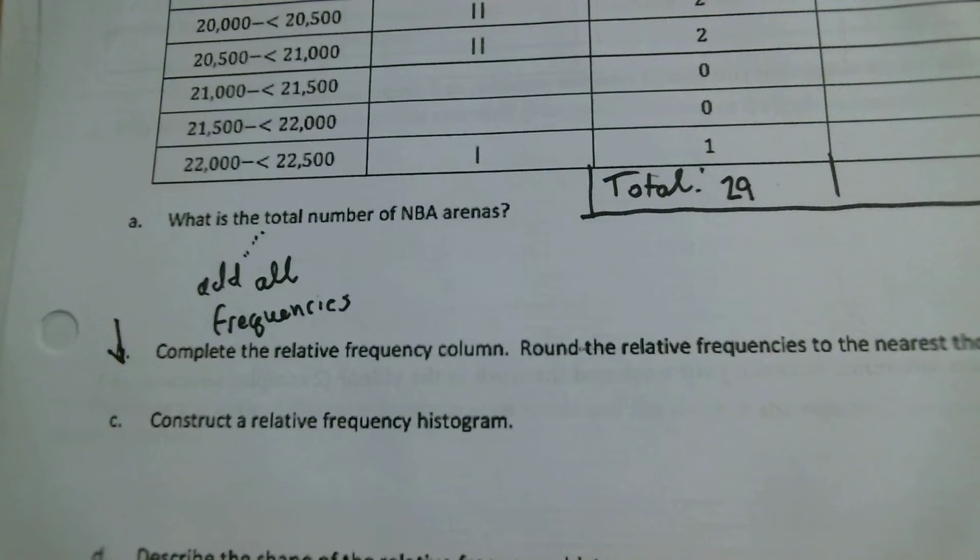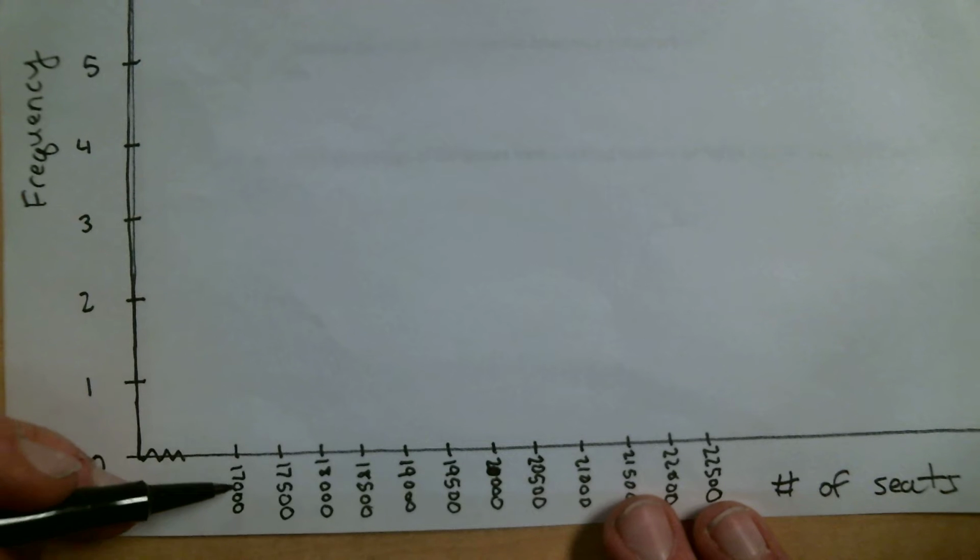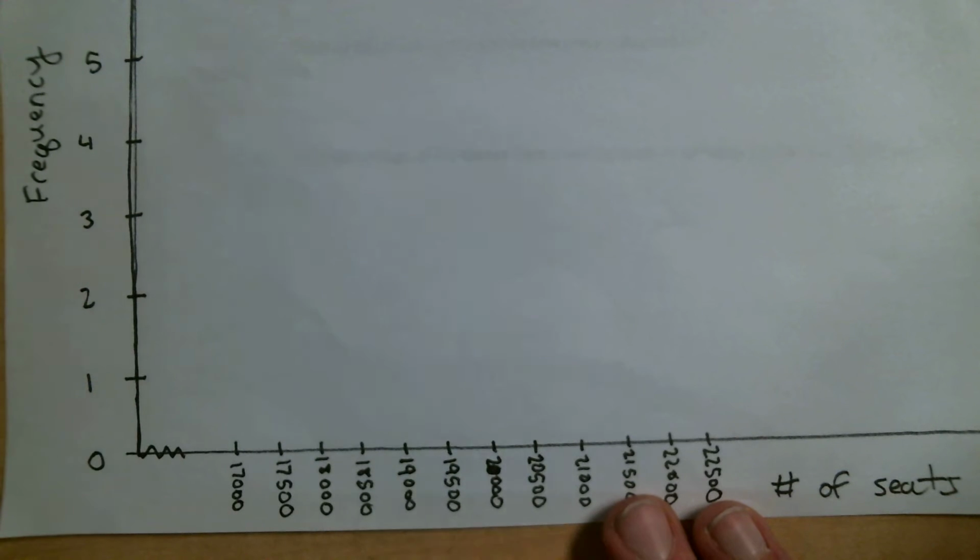Once you have that done, then you're going to construct a relative frequency histogram. How are you going to do that? Well, it's going to look something like this. You've got this other sheet in front of you, and you can start to figure out how many there are in each range. Let's start with the first one. It's 17,000 to 17,500. Remember, we only had 2 in this range. So from 17,000 to 17,500, my first part of my histogram goes right here.